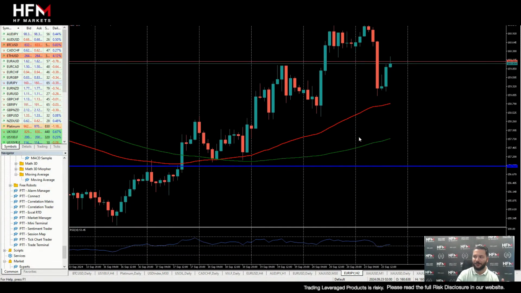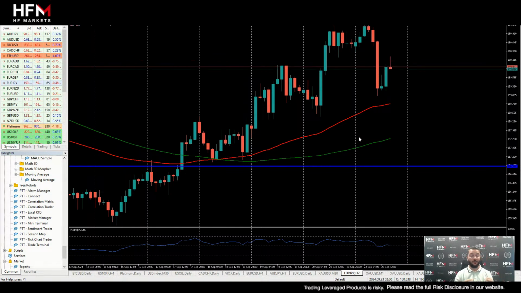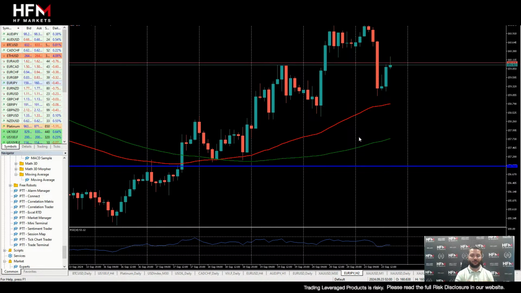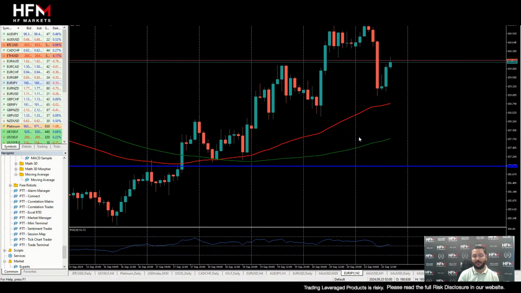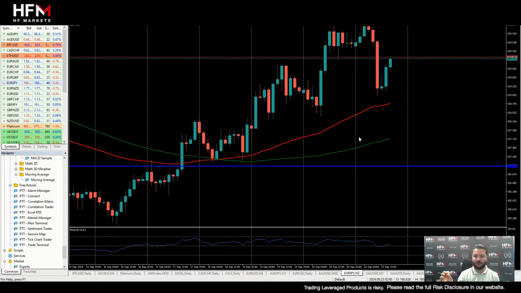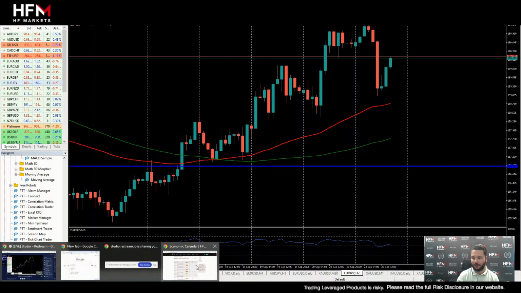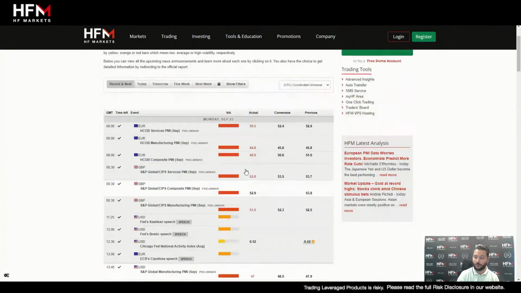Something very interesting about the euro against the Japanese yen is that the Japanese yen is actually the only currency with a central bank which is predicted not to cut interest rates. The European Union, the ECB, the Bank of England, and also the Federal Reserve are all definitely going to cut interest rates, according to economists. The Bank of Japan is not going to cut interest rates. Now, we've just had an announcement, so let's go to our calendar and we'll come back to this.